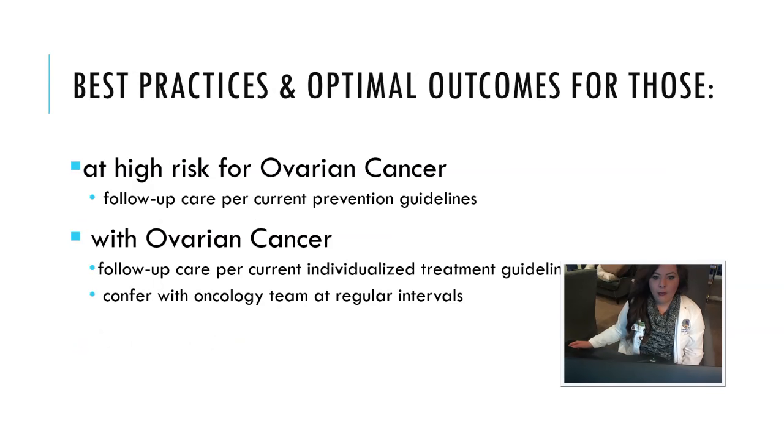Best practices and optimal outcomes for those at high risk for ovarian cancer and those with ovarian cancer. The current prevention guidelines suggest that genetic testing for all those at high risk for ovarian cancer should be done. If a positive cancer syndrome is detected, then transvaginal ultrasound and CA125 biomarkers should be assessed. The interval was not discussed.